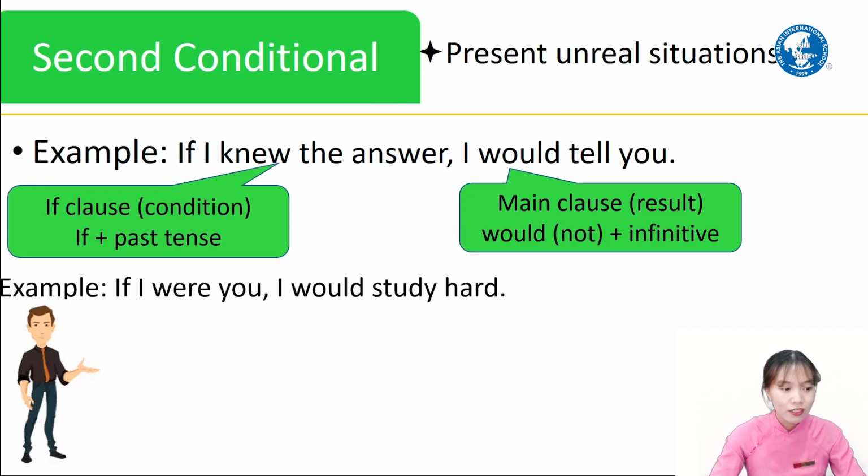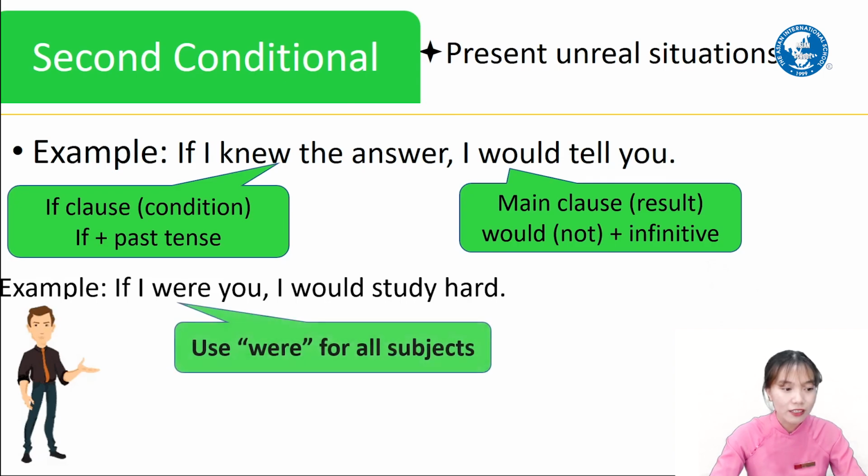The if clause, if I were you, has the main verb in the past tense. And the main clause, I would study hard, has the main verb in the form of would and infinitive. We have a note for the second conditional: use were for all subjects.